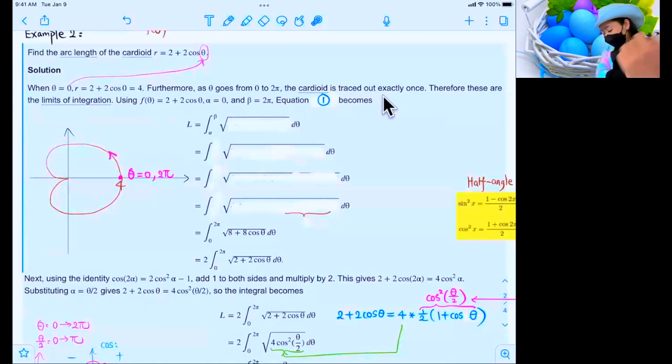So let's think about the formula here. Let's write the formula for arc length then. What was the formula? Square root of, if you put the d theta outside, what do you put over here? r squared plus dr d theta squared, right? So this one here is just the r, and this one here is the dr d theta. Now the r here we replace by 2 plus cosine theta. So we're going to have 2 plus cosine theta squared plus, what's dr d theta? If r equals this, what's dr d theta?